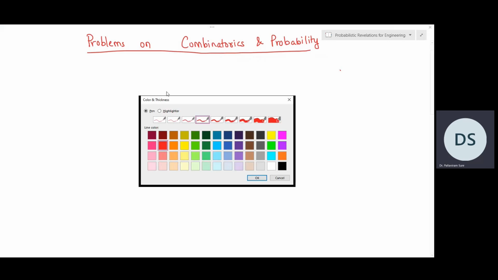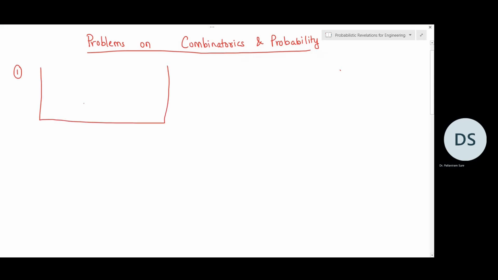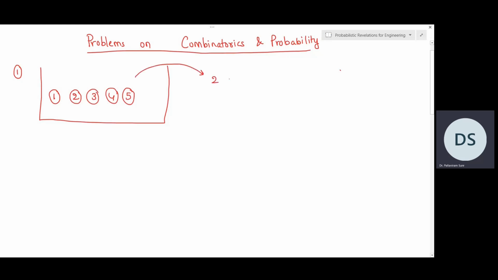In this video, we are going to see some problems on combinatorics and probability. So the first problem that we are going to take up is, let us say there is a box and the box has several balls which are numbered. So say 1, 2, 3, 4 and 5. So there are numbered balls, and from this we draw out two balls in succession. So two balls are drawn out in succession, one after the other.